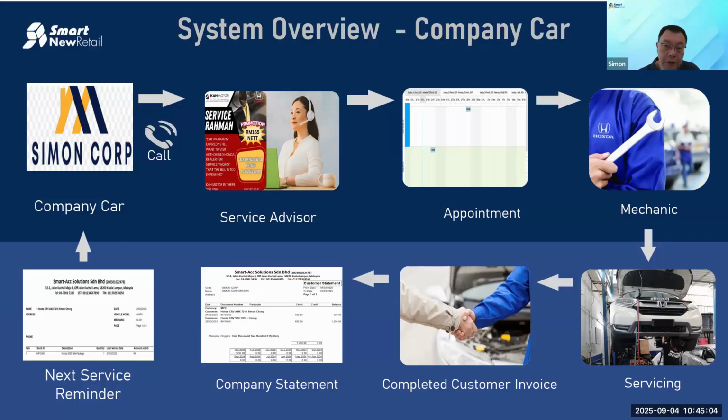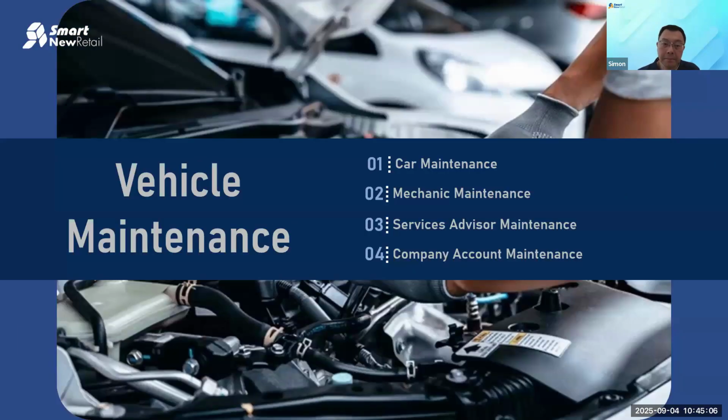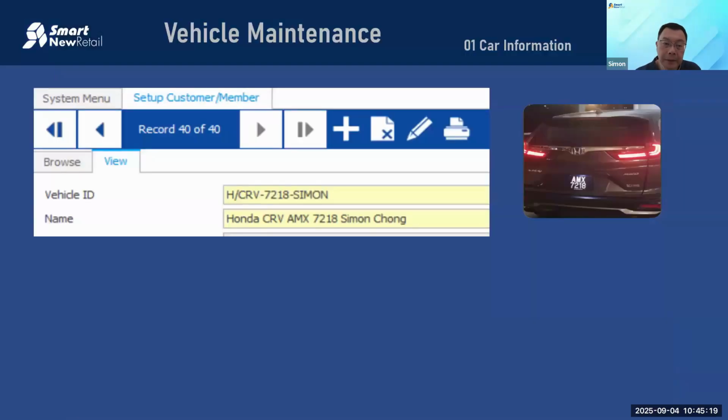So let's go into more detail on the maintenance part. Here we maintain four types of things. First of all, the car maintenance. Second is the mechanic maintenance. Third is the service advisor maintenance. Fourth is the company car maintenance. How do we do it in the system? First of all, for maintenance, you need to create a customer profile.